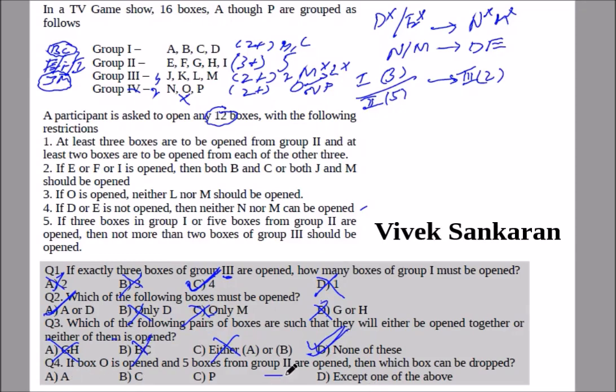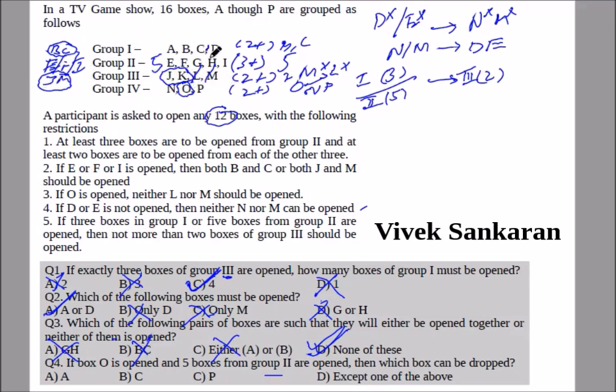Okay, and the last one says, if O is opened and 5 boxes from group 2 are opened, then which box can be dropped? Okay, let me just erase this part. Okay, you are choosing 5 boxes from group 2 and you are choosing O. Okay, the moment you choose O, M and L are out. So to meet this criteria, J, K have to be selected, but J, M cannot be selected.